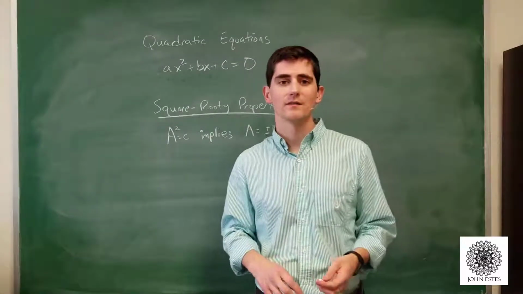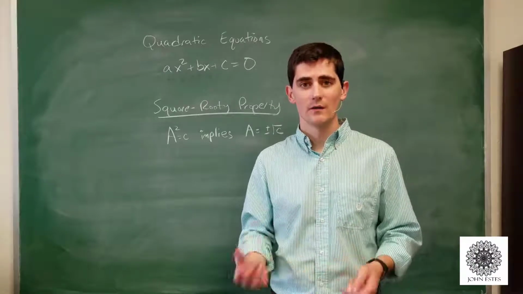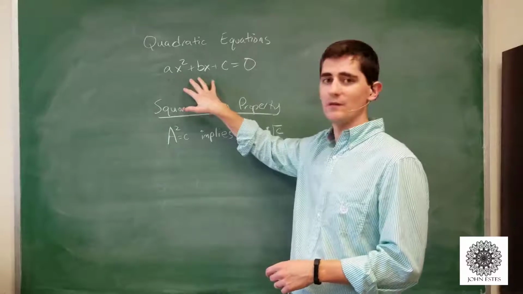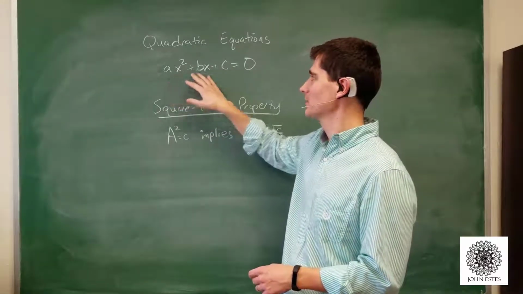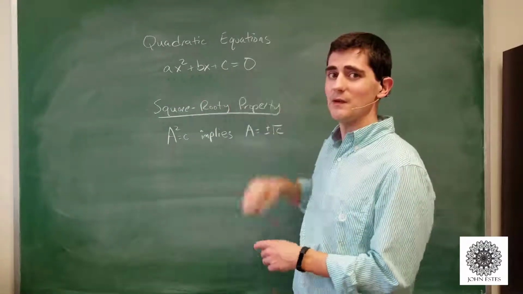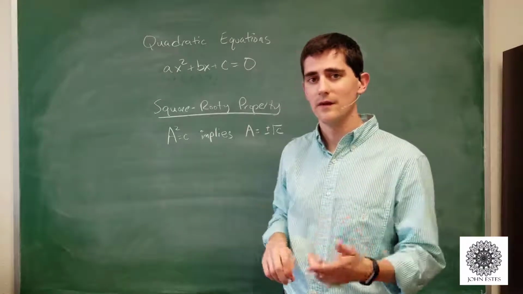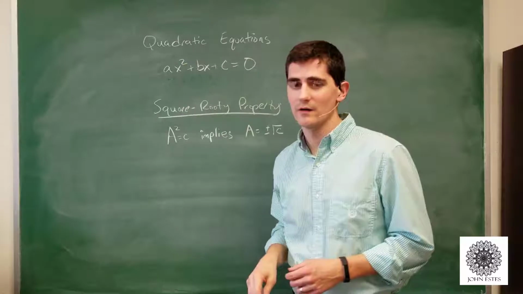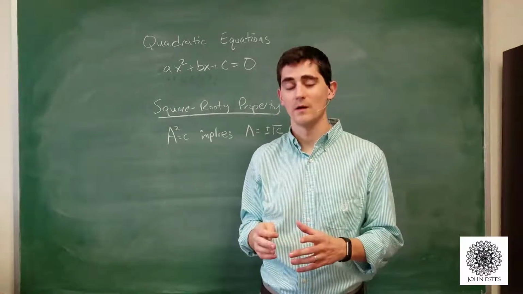There are other techniques to solving quadratic equations other than just factoring. Again, a quadratic equation is any equation that can be written in this form, where you have ax squared plus bx plus c equals 0, and the key defining element of this being a quadratic equation is having a squared term, a squared variable.